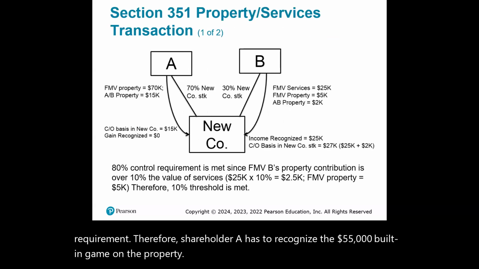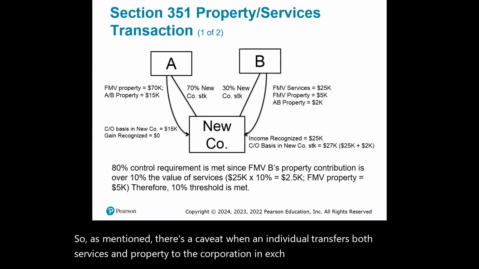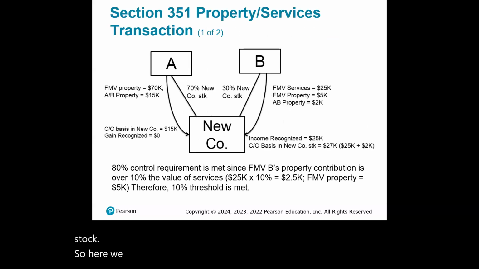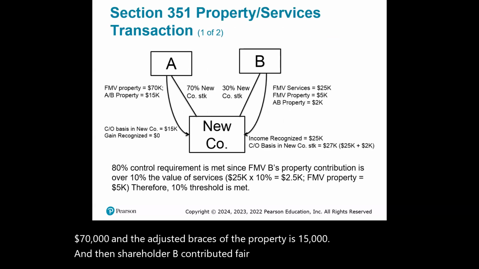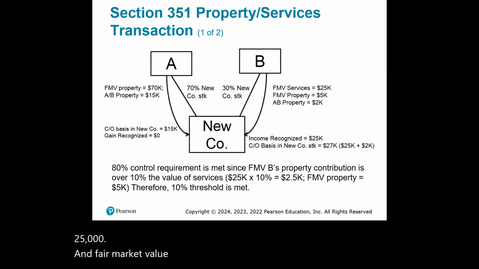As mentioned, there's a caveat when an individual transfers both services and property to the corporation in exchange for the corporation's stock. Here we see in this case, shareholder A contributed property worth $70,000, and the adjusted basis of the property is $15,000. Shareholder B contributed services with a fair market value of $25,000 and property with a fair market value of $5,000. In this case, the 80% control requirement is met.